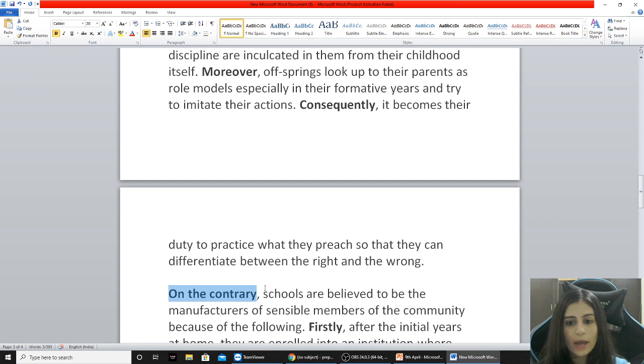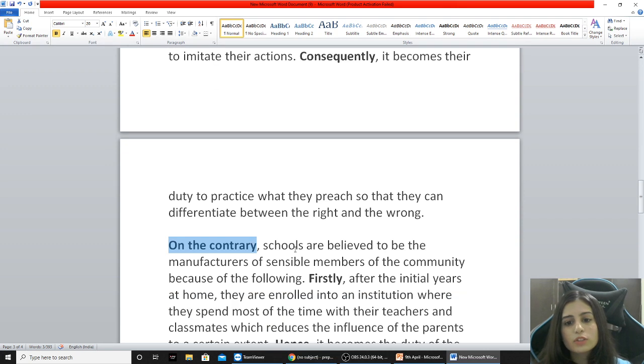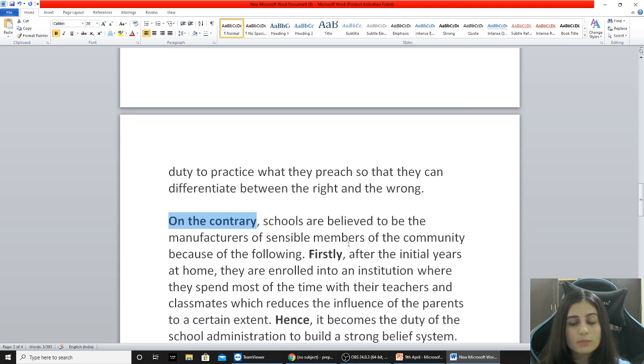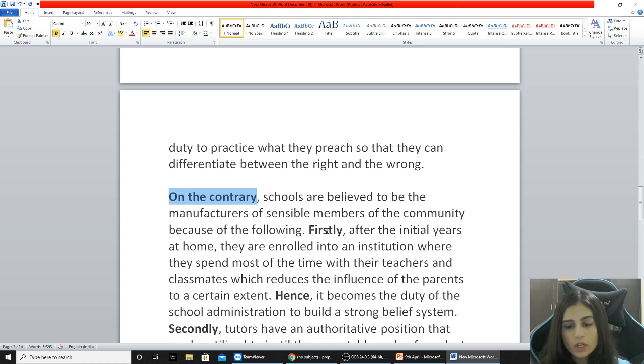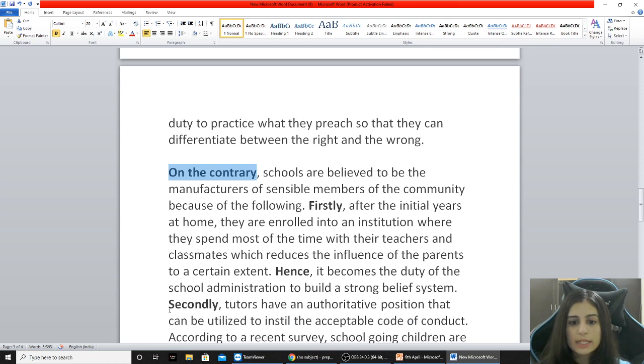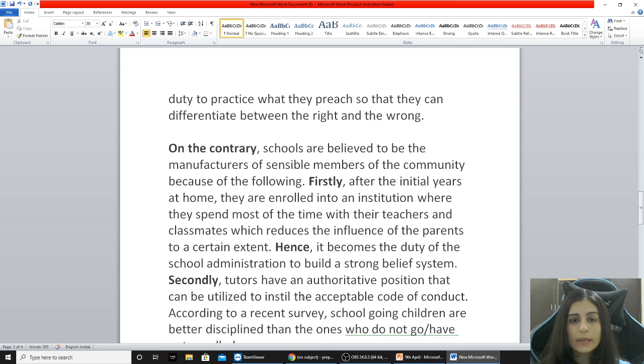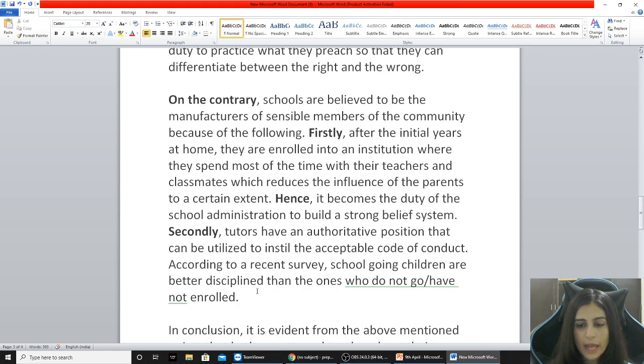Okay, so on the contrary, schools are believed to be manufacturers of sensible members of the community because of the following reasons. Firstly, now here why have we used firstly and secondly? Because we're listing ideas. Whenever you're listing different ideas, you'll be using firstly, secondly, and depending upon how many ideas you're listing, you'll write thirdly, fourthly, lastly, whatever you want to write.